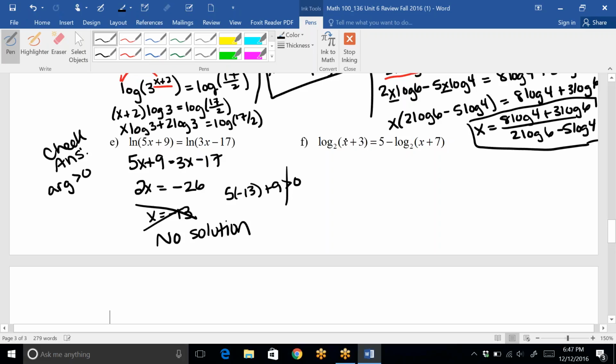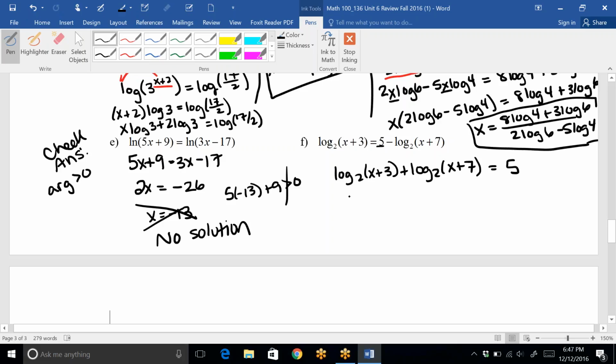Okay, this one's a little different because not everything is a log. If everything's a log, you try to combine it down till you get one log on each side and you set the parts inside equal. If you have a number that's not a log, you can't use that drop-the-log property. What you have to do is get all of your logs on one side. So we'll add over the log 2 of x plus 7. And then you want to use a property to turn this into one log, and then we're going to convert it to an exponential because that's the only way to solve this if not everything is a log.